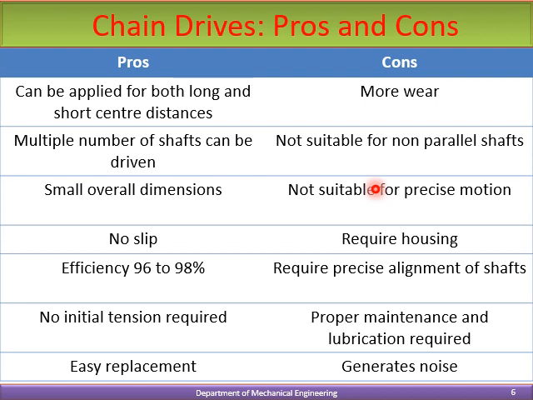driven shaft. Then it requires a housing for safety, as well as to maintain a constant environment. If you are applying some lubricant, some dust particles may adhere to it, which may decrease the efficiency. So we need a housing. Then compared to belt drives, chain drives require precise alignment of shafts. However, the center distance is not critical as in the case of gear drive. Then we need proper maintenance and lubrication, and chain drives generate noise.